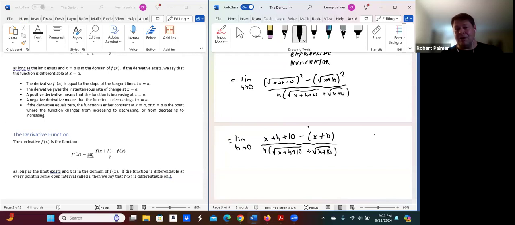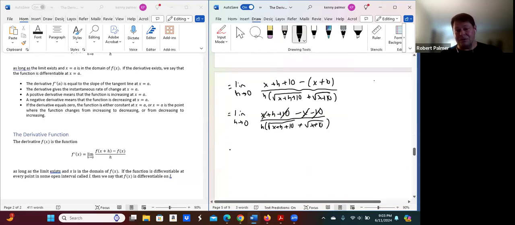Okay. Now we get rid of that and still have the limit as h goes to 0 of x plus h plus 10 on top, distribute the negative, minus x minus 10. The good payoff here is actually to cancel some things. The denominator is still the same. H times x plus h plus 10 plus the square root of x plus 10. Okay, so the x's cancel out up here. The 10's cancel out. I'm just left with an h up there. As we'll see, this can work out nicely, although it's taking a while to get here.